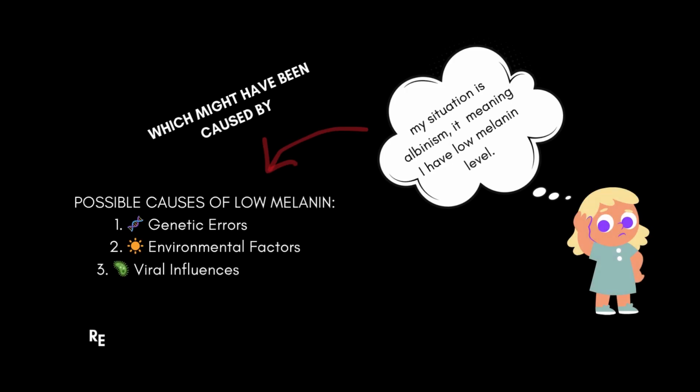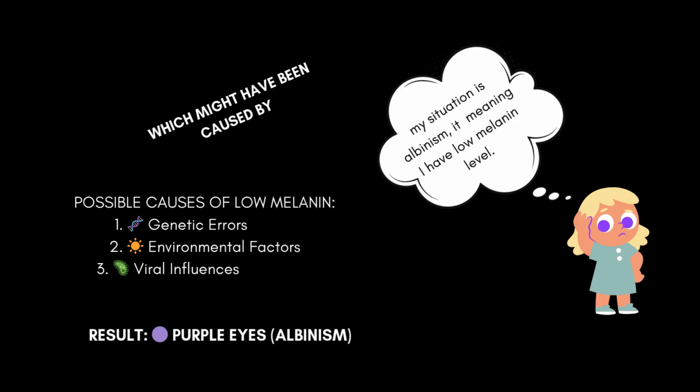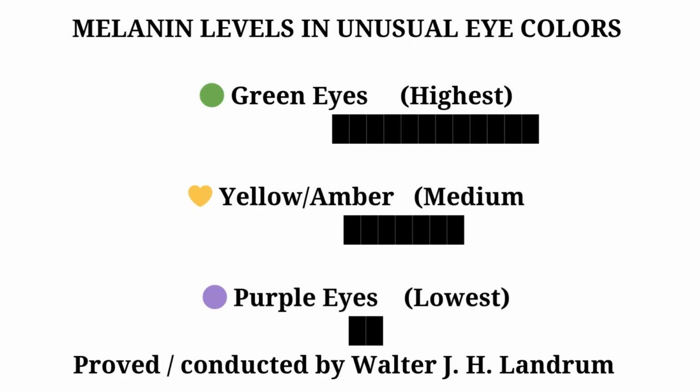So you mean that my situation is albinism? It was maybe caused by one of the causes you said above, maybe the errors, or environment, or maybe viruses. And that made my melanin level go so low. Yeah, because I first did research and found out that according to Walter J.H. Landrum, those with green eyes have a higher melanin level than the ones with yellow. This means that yellow eyes have a higher melanin than purple eye color.